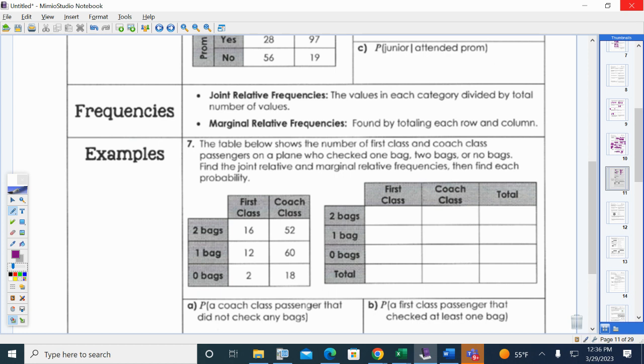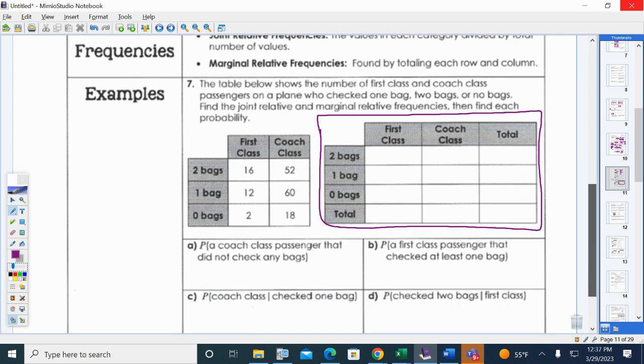So, full disclosure here, I don't normally fill out this table because I can find what I'm being asked to find without doing that. I'm going to show you how to do a question, and then we'll talk about the frequency table. Part A says find the probability that you've got a coach class passenger that does not check any bags.